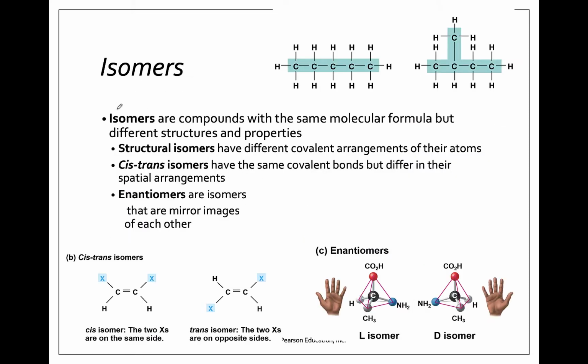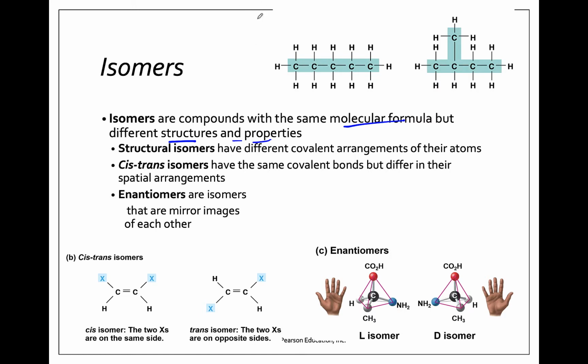All right, so an isomer is a compound with the same molecular formula, meaning that it has the same number of each atom in it, but a different structure and different properties. So this means it's going to have a different shape, and because it has a different shape, it's going to have different properties. And there are 3 different types of isomers.